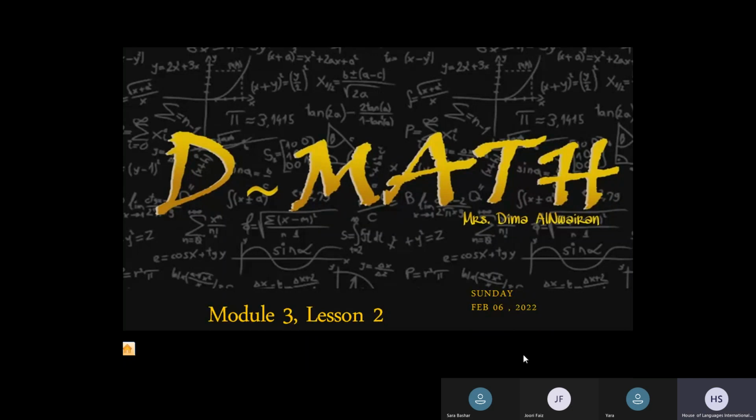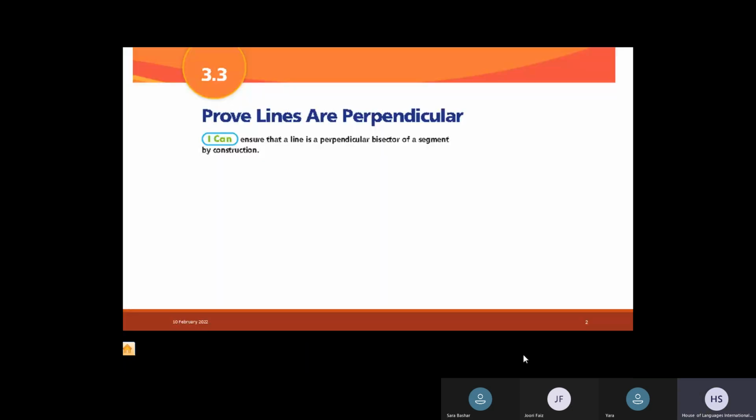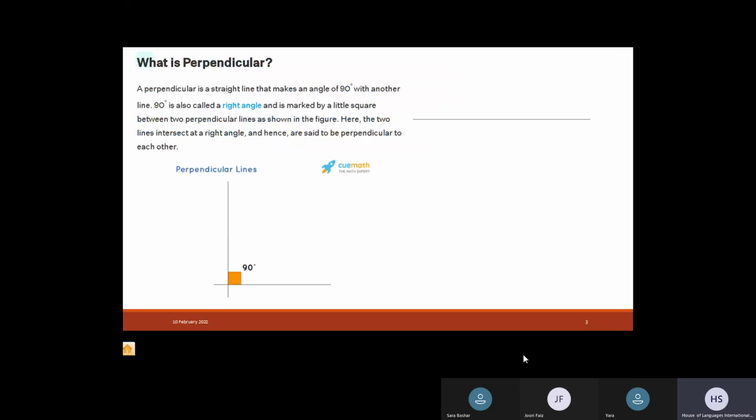Now, module 3, lesson 3. Prove lines are perpendicular. What did we say for the perpendicular line? What do I mean by perpendicular line? As we said yesterday, we have one line and we have another line, and they are intersecting at a right square, which is a 90 degree.